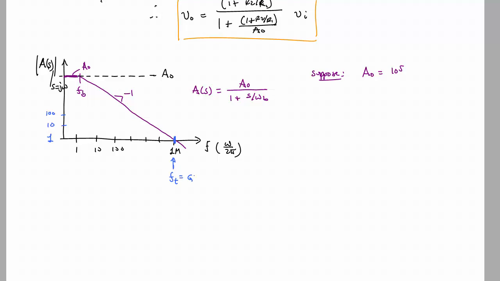So when the gain is actually unity, this frequency here is labeled f sub t, or GBP, which stands for the gain bandwidth product. Okay, and it's also called unity gain frequency. That's probably the most intuitive one. It's the frequency at which the open loop gain of the op amp is unity.